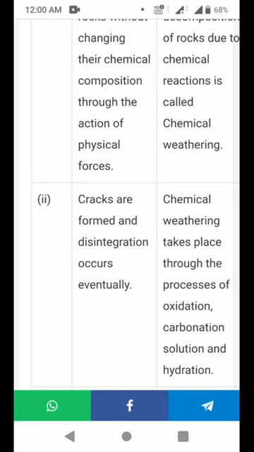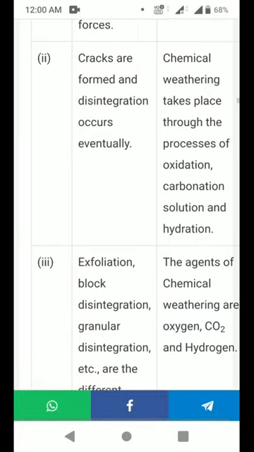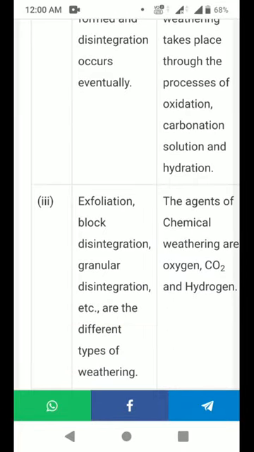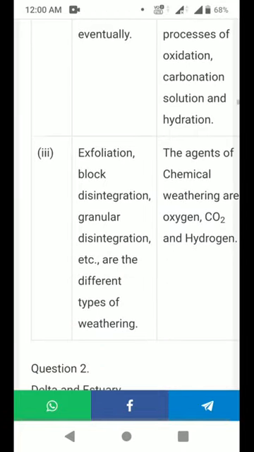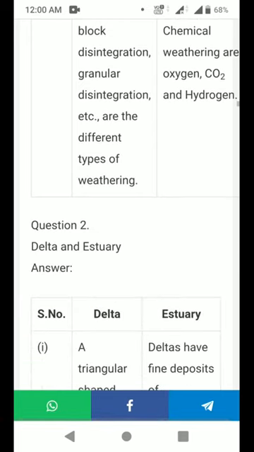Here, chemical weathering takes place through the processes of oxidation, carbonation, solution, and hydration. Here, exfoliation, block disintegration, granular disintegration, etc. are the different types of physical weathering. Here, the agents of chemical weathering are oxygen, carbon dioxide, and hydrogen.